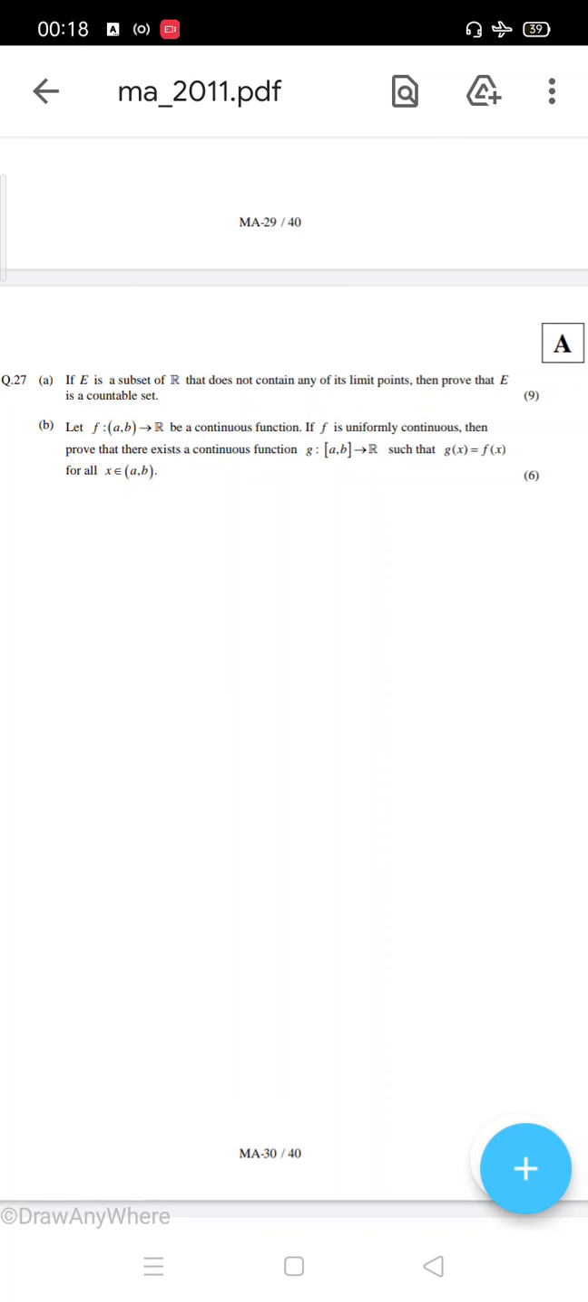E is a subset of R that does not contain any of its limit points, and prove that E is countable. If f from E to R is a continuous function, if f is uniformly continuous, then prove that there exists a continuous function g such that g of x equals f of x. Yeah, that is, you can extend it, fine, this is true.